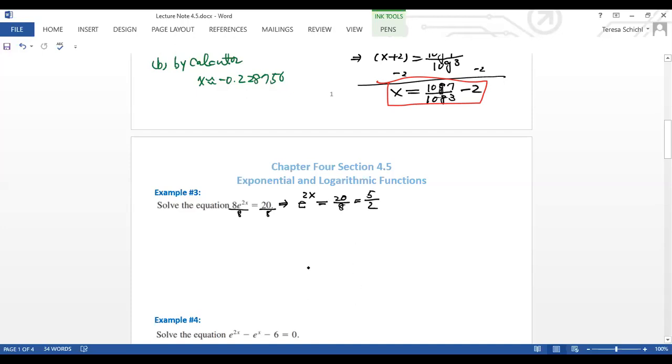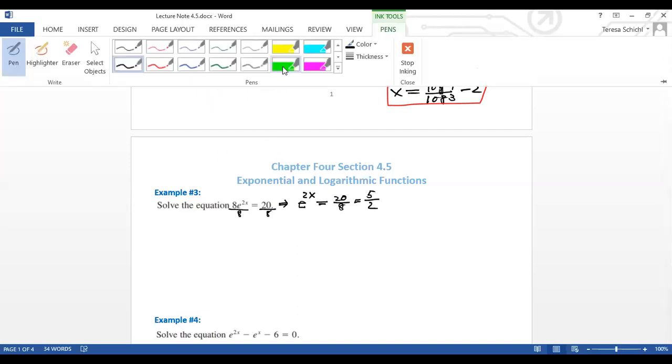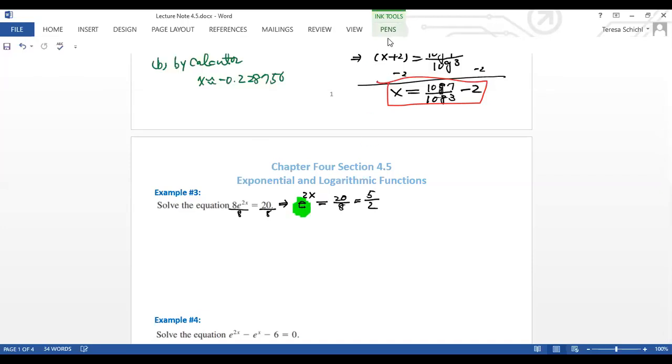Okay, so now I need to remember the second step is to take a log. Since my base is e, what type of log am I going to take? I'm going to take a natural log, right? Because the natural log and the exponential cancel each other out. So I will take the ln both sides here. When you take the ln both sides, this one will be ln e to the 2x, and ln 5 over 2.